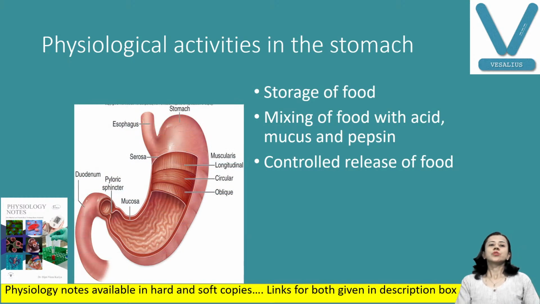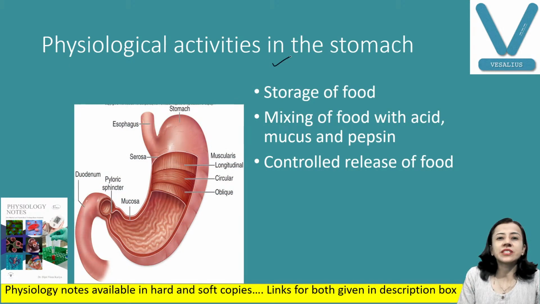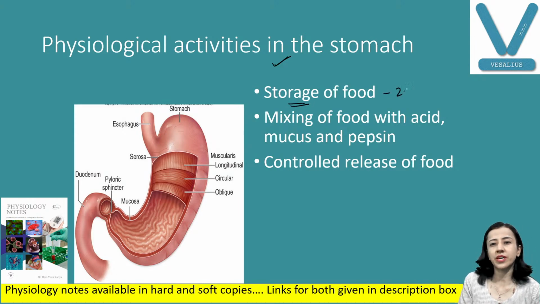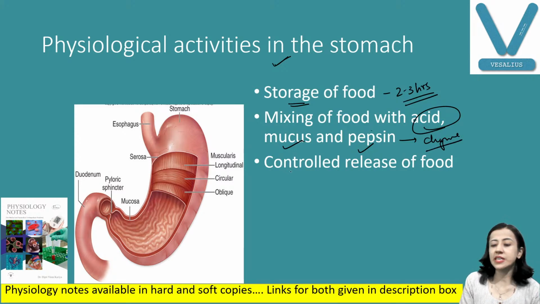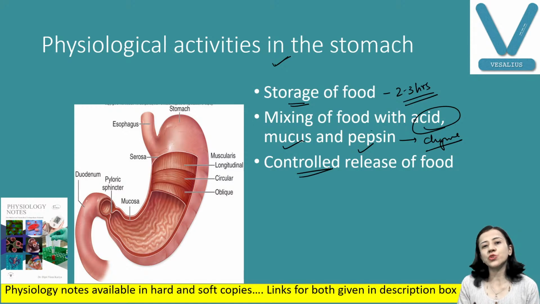Now, today we'll discuss the physiological activities in the stomach. What are the important functions of the stomach? First function: it stores food, storage of the food for 2 to 3 hours. Second, the stomach mixes food with the acid secreted in the stomach, mucus and pepsin, and there is formation of chyme. Third, it releases food slowly, a controlled release of food. So these are the three basic functions of the stomach.